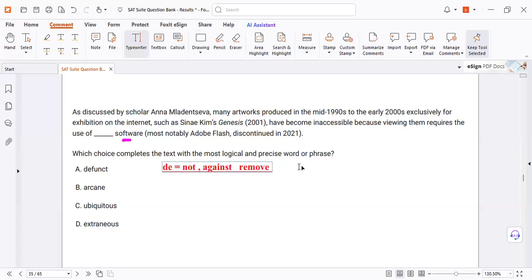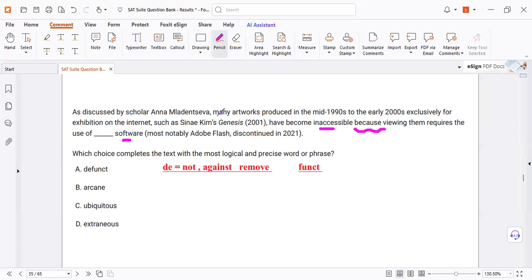So this is defunct, and the root func is from the word function. You know, function, just like working. It's the job of something. So defunct means it doesn't work. Yes. And we have the technique of cause and effect. You see, it became what? And remember something. What has become inaccessible?